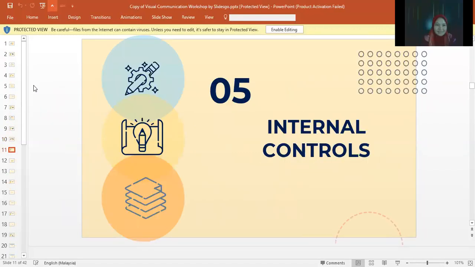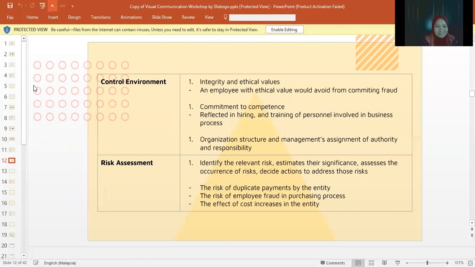Okay, thank you. So next I will explain about internal control. For the first is control environment. And one, integrity and ethical values.